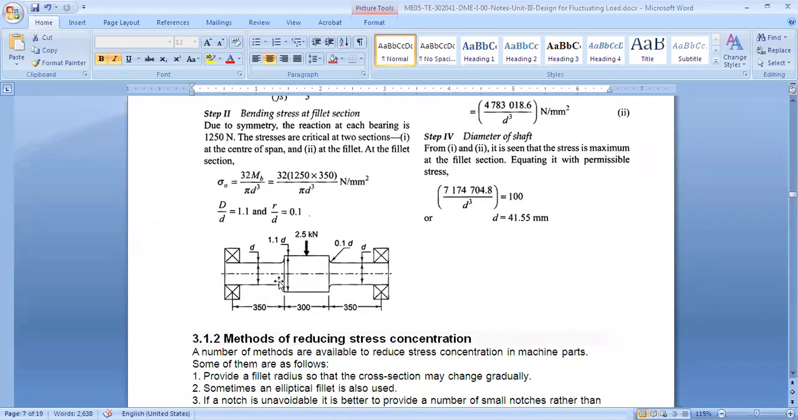Now at the fillet, if you go from the right hand side or left hand side, what is the bending moment? The bending moment will be the reactions at the support multiplied by 350. Now for the reactions at the support, it is a symmetric bar, and the load at the center is 2.5. So the reactions will be 1.25, 1.25 from both sides, right? I will repeat. Consider a simple thing. Load is at the center.